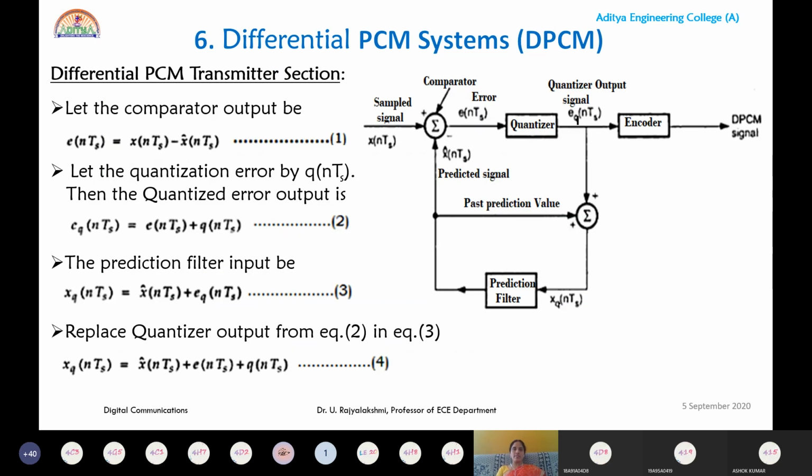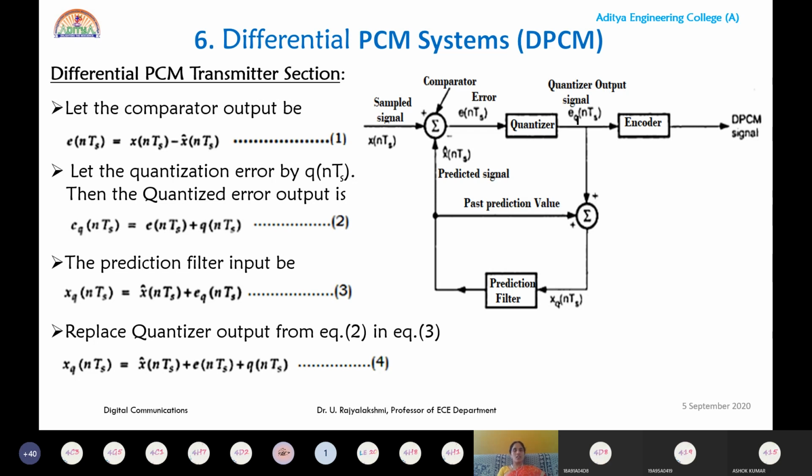Now, let us observe the DPCM transmitter section. So this is the DPCM transmitter. What are you doing here? Here you have the sampler and encoder as usual, but coming to the quantization, here you are going to reduce the quantization error. How can you reduce the quantization error? By reducing the number of transmitted bits.